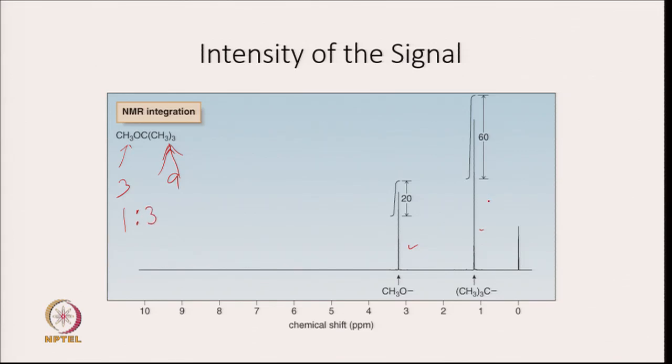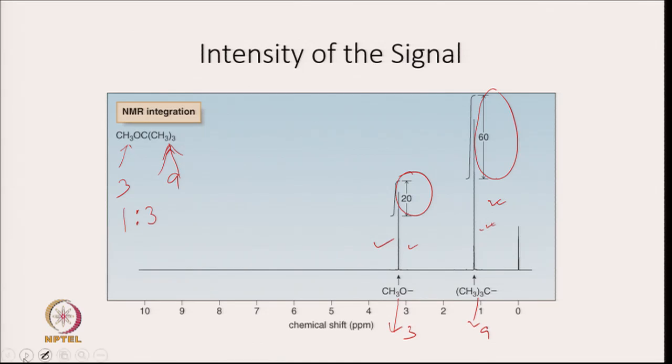And now you see if you look at the intensity, this is 20 units. If this is 20 units, this is 60 units. This is the intensity of the signal. So, now you know that the ratio of protons having this signal is 1/3 of protons having this signal. So, it is quite easy to assign. This is C(CH3)3 and this will be CH3O. This has 3 protons, this has 9 protons. So, it is quite obvious that the signal of this peak will be thrice that of the signal of this peak.